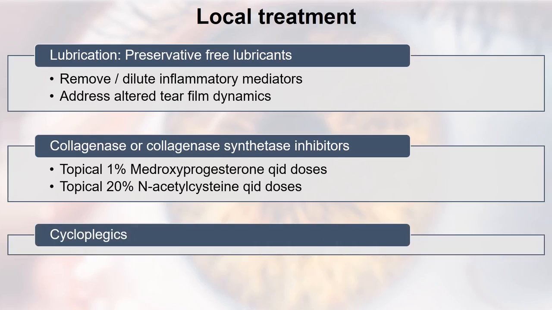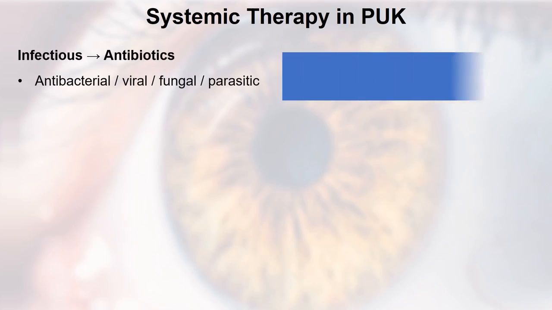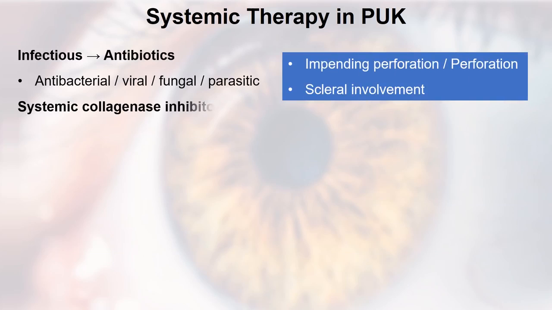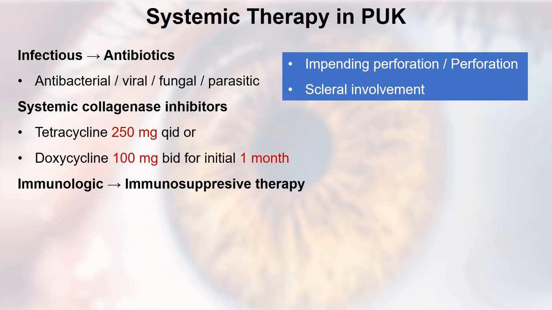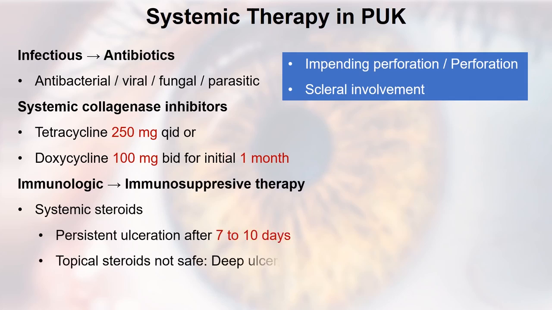Even if it is immunologically related, one can add a topical antibiotic because you don't want super added infection in these cases. Systemic collagenase inhibitors can be given, such as tetracycline 250 milligrams QID or doxycycline 100 milligrams BD for the initial 1 month. And immunosuppressive therapy has to be given if indicated. So you start with the systemic steroids, and systemic immunosuppressives can then be substituted if it doesn't get cured by systemic steroids alone. And topical steroids are generally not safe if the ulcer is deep or if there's an infiltrate present.